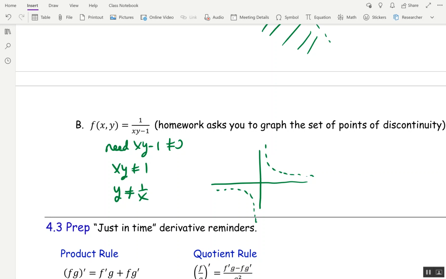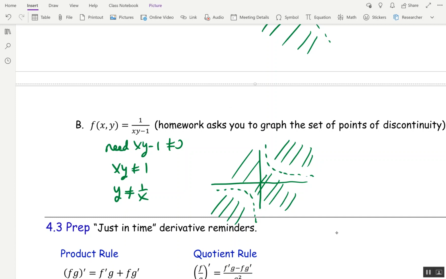Okay, now the domain's everything except those two dotted lines, because everything else is fine. So this is good, and all this is good. Okay, and I think if I'm remembering correctly, the homework is just going to ask you to sketch in the dotted lines. They're not going to ask you to fill in the places where the function is continuous.